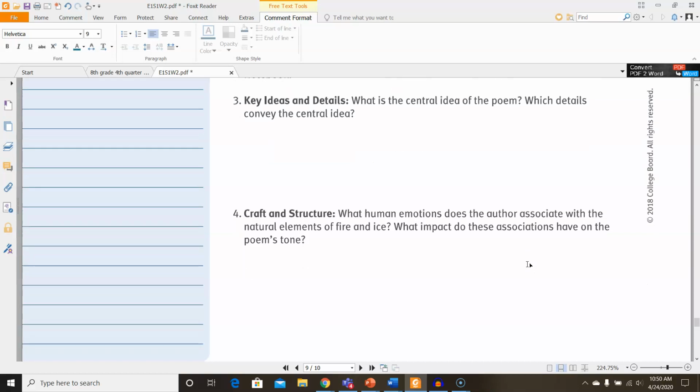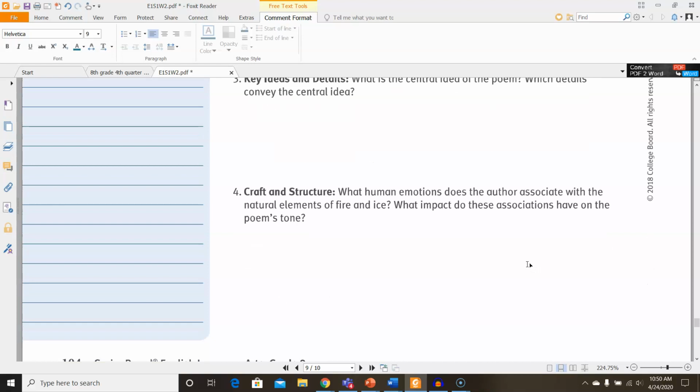For number 4, it says, what human emotions does the author associate with the natural elements of fire and ice? What impact do these associations have on the poem? So first you're going to write about what human emotions he gives to ice and what human emotions he gives to fire. And then you're going to explain how those associations that he's creating help build the tone of the poem. So you'll also need to determine what the tone is in order to correctly answer that question.